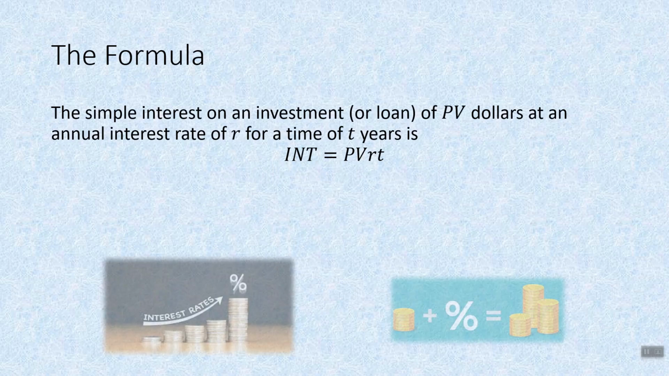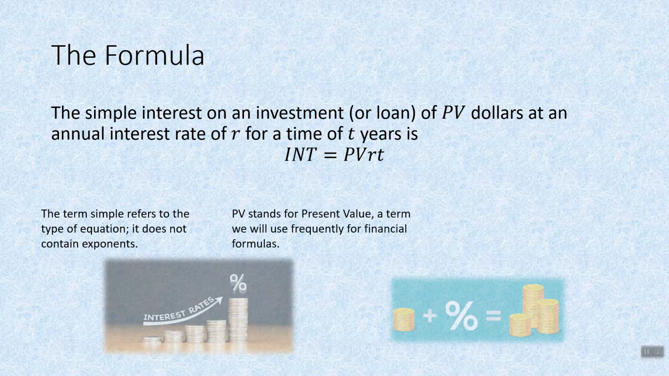So let's talk about the formula. The simple interest on an investment or loan of PV dollars at an annual interest rate of R for a time of T years is INT equals PV times R times T. Now the term simple, let's start there, refers to the type of equation. It doesn't contain exponents. So it doesn't necessarily mean easy, although it turns out to be a little easier than what we get into next. That doesn't make it hard though, the stuff in the future.